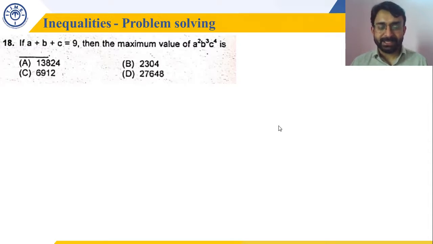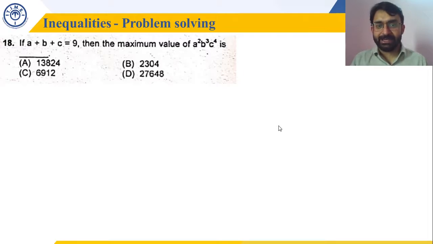So we discussed that if I want a square, I have to divide a into two equal parts. So it is a by 2 and a by 2. b has to be divided into three parts, so that is b by 3, b by 3 and b by 3. And c has to be divided into four parts, so c by 4, c by 4, c by 4 and c by 4. So there are two terms of a by 2, three terms of b by 3 each, and four terms of c by 4 each.